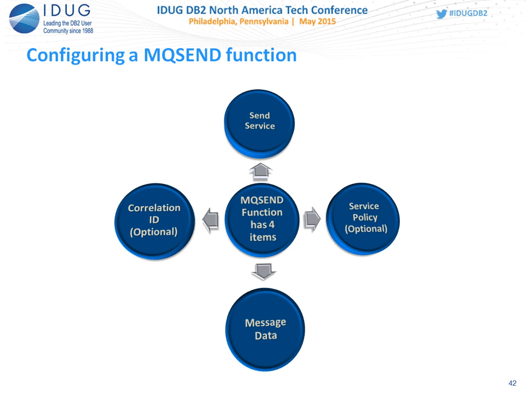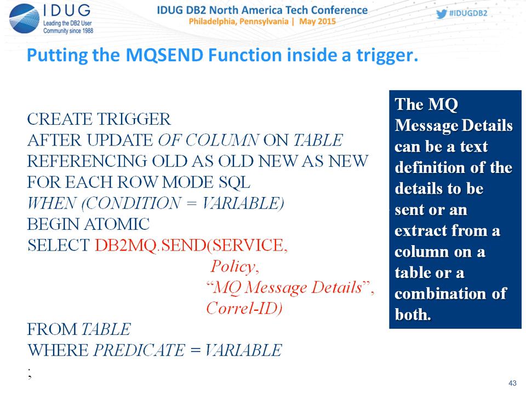So for an MQ send, you will need a service, and you will need the message data. The other two are optional. So if you put the send inside the trigger, you create the trigger, and then it's simply select DB2 MQ send, service, policy, or send service name, policy, the MQ message detail, and a correlation ID if you need one.